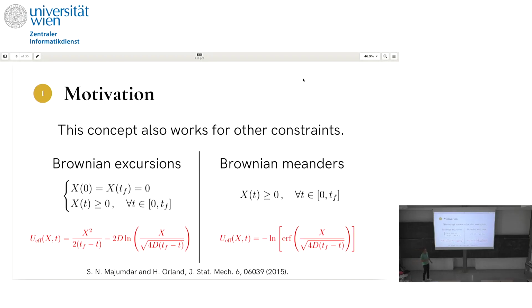And then you have Brownian meanders, which are the same as Brownian excursions, except that you no longer have the pinning condition at the end, so you must remain positive up to some final time, which looks like this.